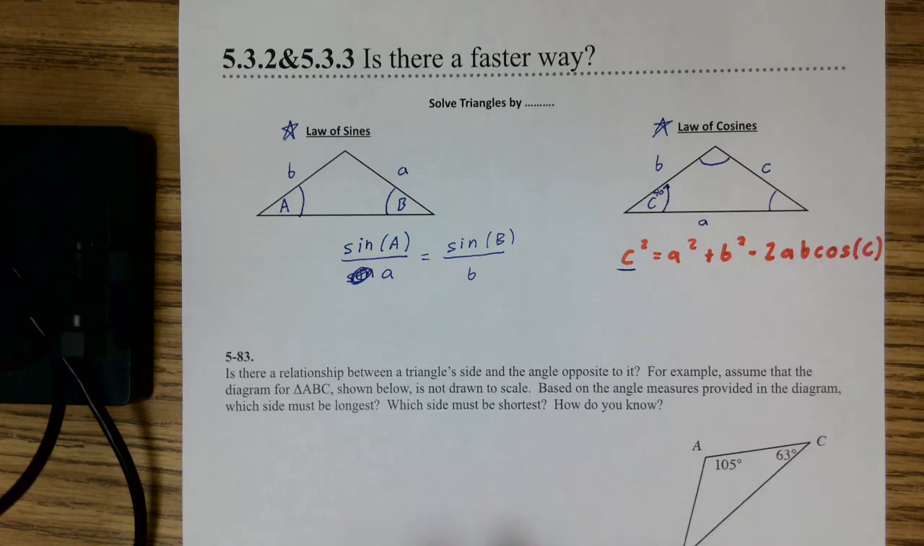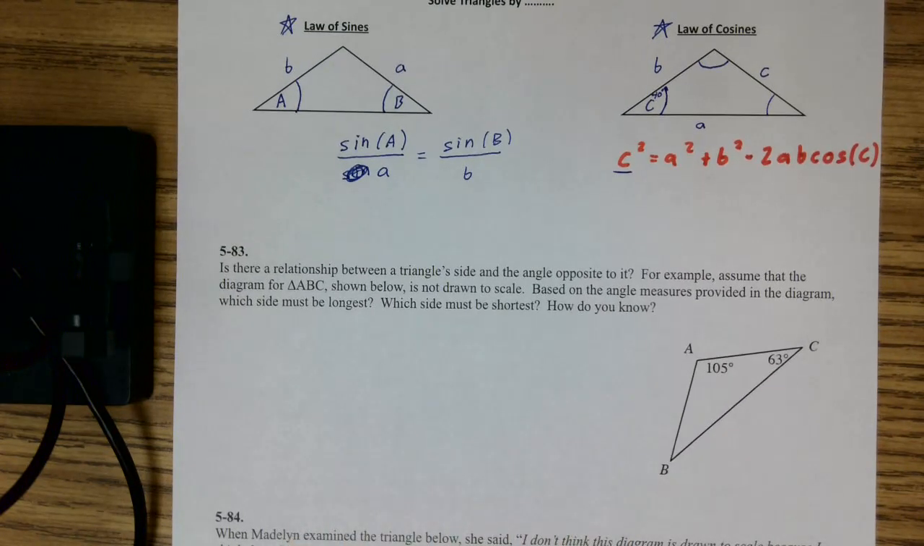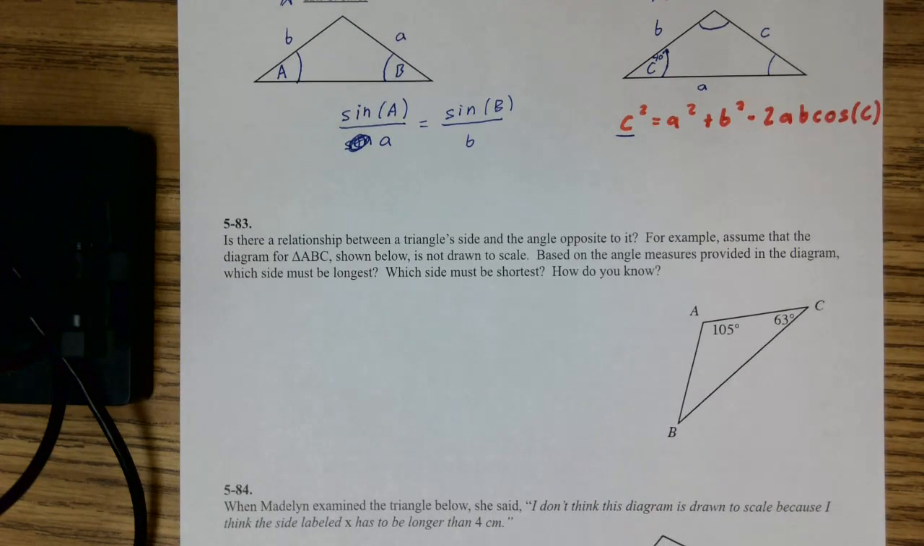So in this case, for 583, it says, is there a relation between the triangle sides and the angle opposite of it? For example, assume that the diagram of the triangle ABC shown below is not drawn to scale based on the angle measurements provided in the diagram. Which side must be the longest? So if we look at the sides, what must be the longest and what must be the shortest?